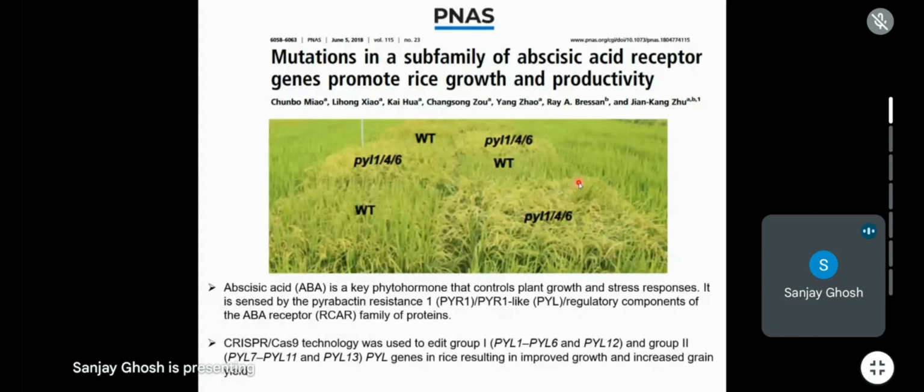The other example that has been done some time back is to increase rice productivity, and this was a kind of serendipitous discovery. They were using CRISPR to knock out abscisic acid sensing receptors, and they found that if they knock out certain receptors which can sense this phytohormone, then you can see the grains are much more compared to the wild type. Here it is wild type in the middle, but you can see these knocked-out plants have much higher productivity and these kernels. So this is another example where CRISPR is used to increase the crop yield.